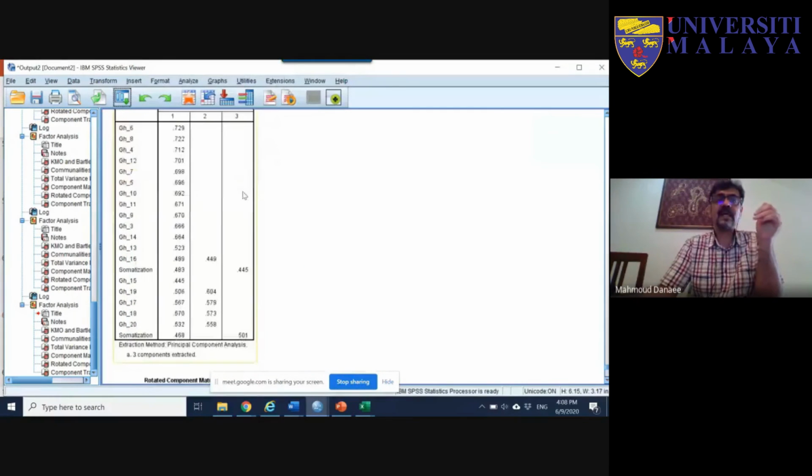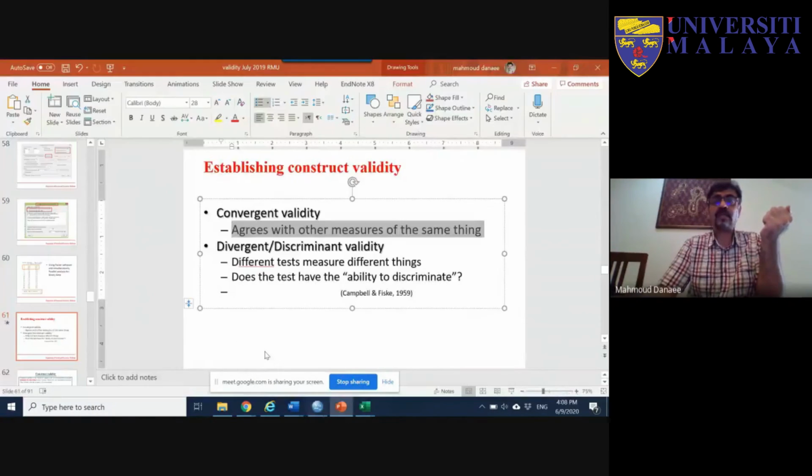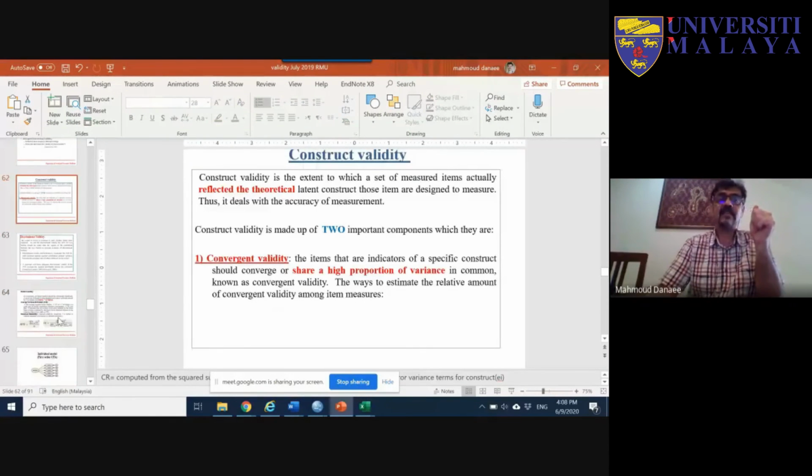So as you can see here, these constructs are totally discriminant from each other. Exploratory factor analysis already showed the divergent validity because it already created different components. But for the confirmatory factor analysis, we have different techniques and software.